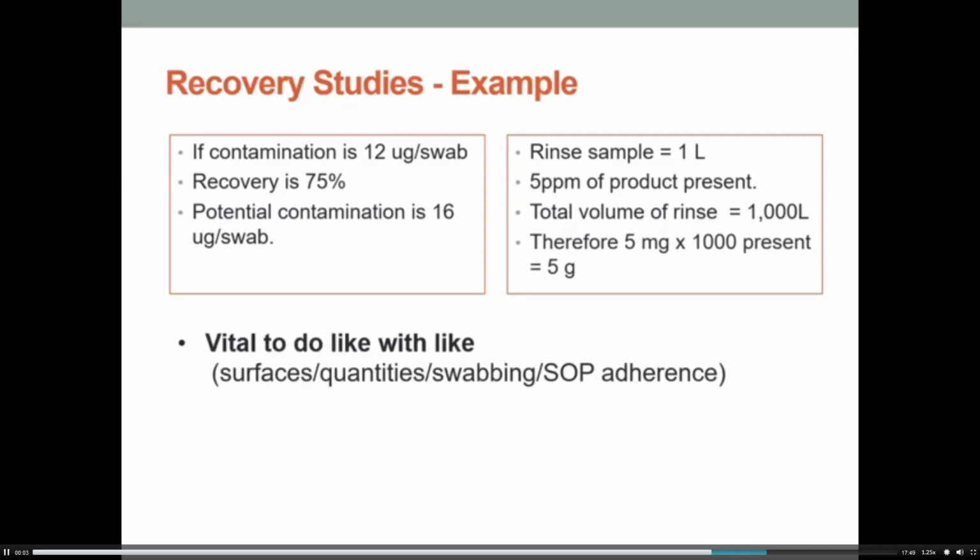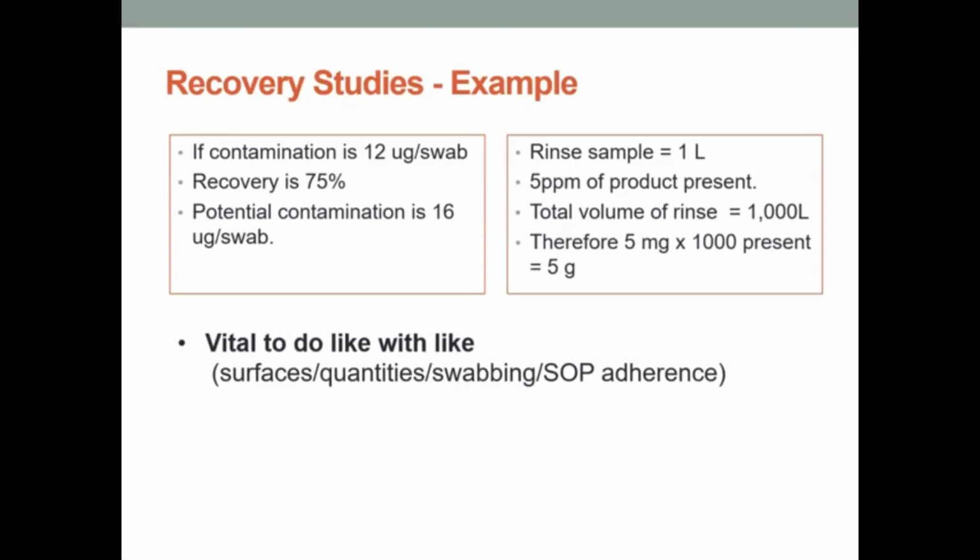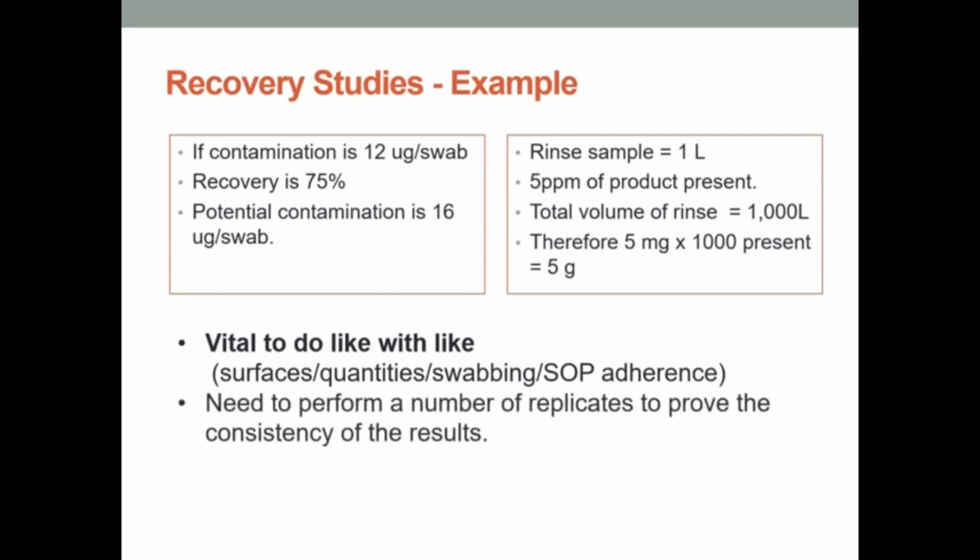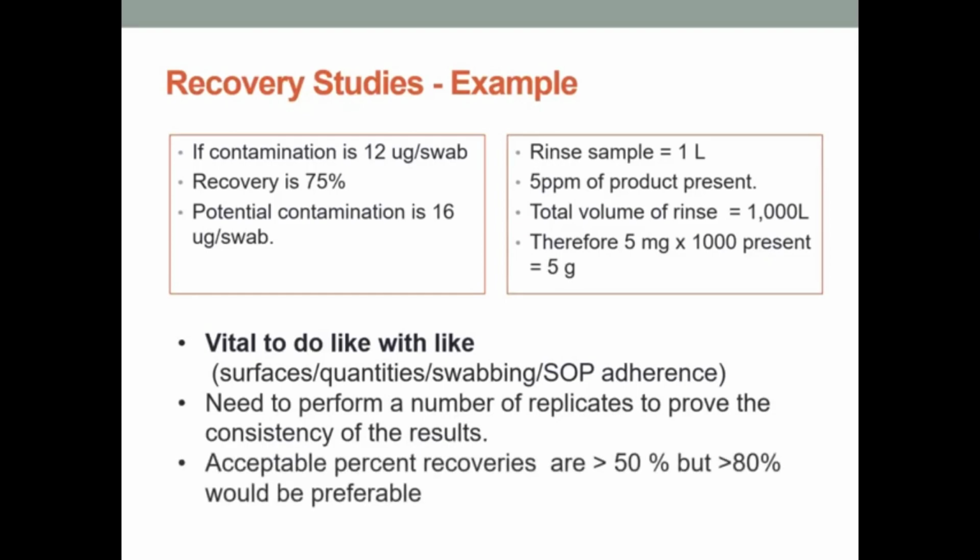It's vital to do like with like, so where you're talking about surfaces, quantities, swabbing and SOP adherence. We need to perform a number of replicates to prove that the consistency of results is good. The acceptable percent recoveries can be greater than 50%, but really greater than 80% would be preferable, and obviously as close as possible to 100% is ideal.